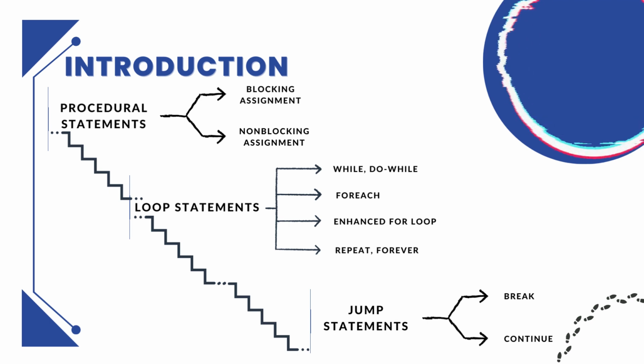Next, we will dive into loop statements, including the while loop, do-while loop, foreach loop, for loop, repeat loop, and forever loop. We will discuss when each of these loops is appropriate and provide examples of how to use them. Finally, we will discuss jump statements, including break and continue. These statements allow us to change the order in which statements are executed and exit loops prematurely.